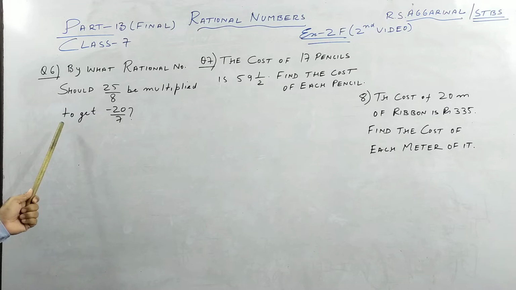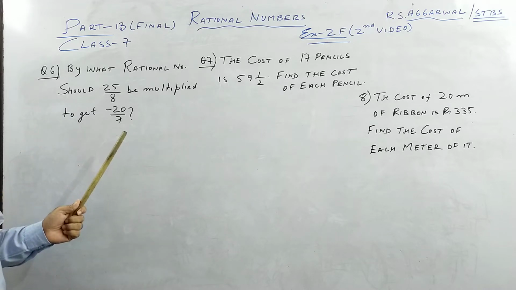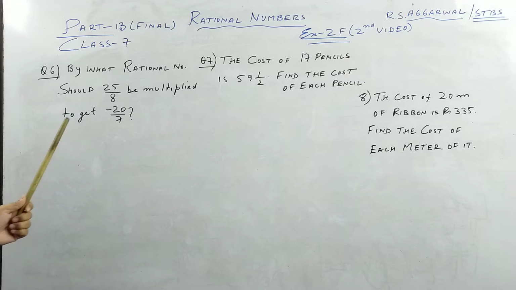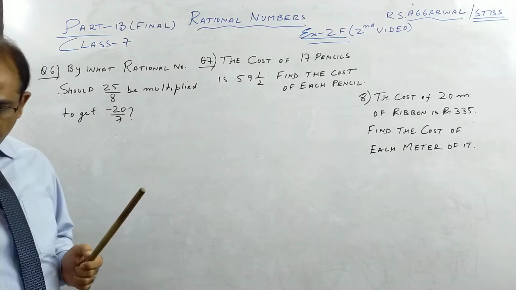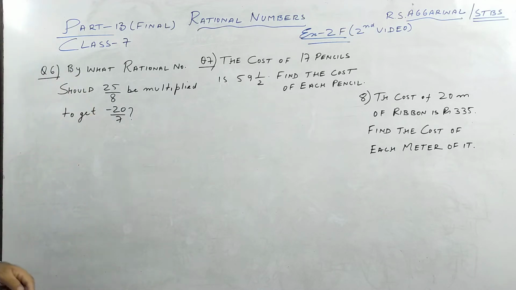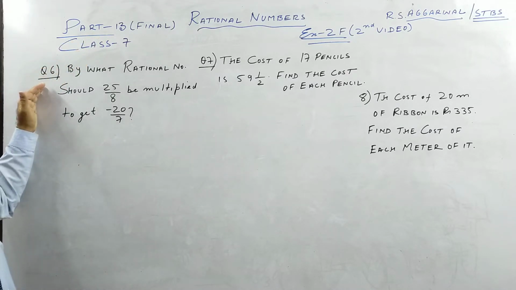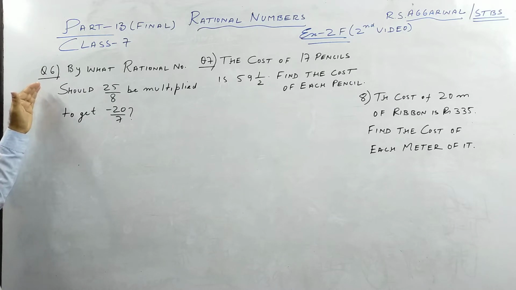Here we have problem sums on multiplication and division of rational numbers. So we have seen addition, subtraction, multiplication and division. These are the problem sums. So here I start last part 12. I had finished with question 5. Now I am starting with question 6.